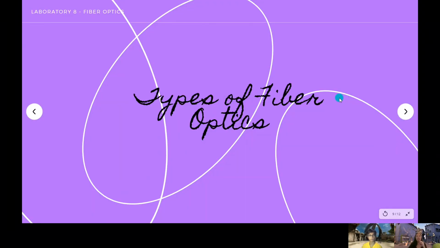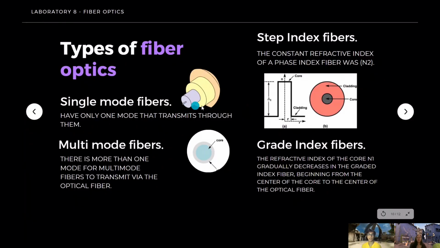So next is the types of fiber optics. With this part, there are two categories in fiber optics, which are the number of modes and the refractive index. There are two types of classifications under the number of modes, namely the single mode fiber and the multimode fiber. So first one is the single mode fiber.